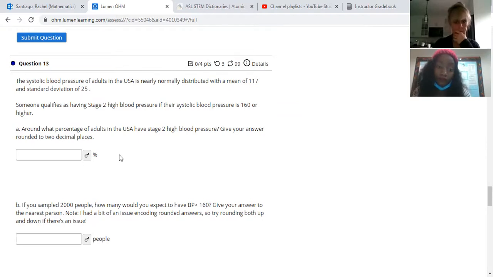Okay, which might be okay, by the way. So let's just see what's going on. So it wasn't like a small amount. It was like, this cannot be. So the systolic blood pressure of adults in the USA is nearly normally distributed. By the way, what I'm going to do is write out information on a scrap sheet of paper because it's going to be a little bit harder to write on our Lumen. So we're told it's normally distributed with a mean.